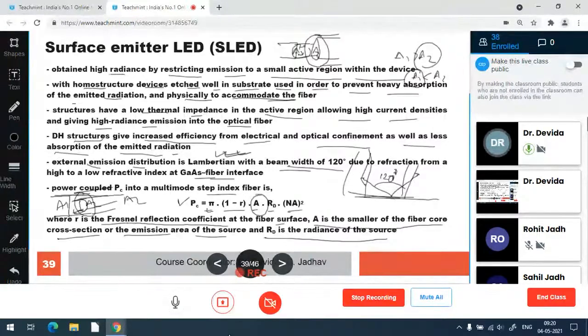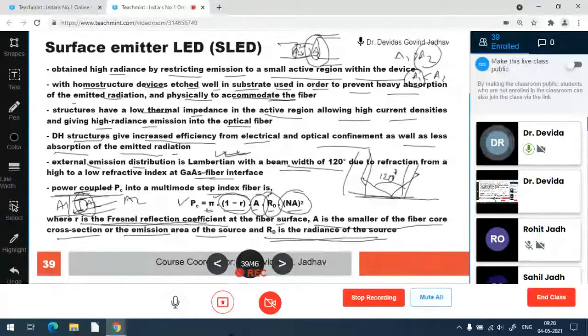So A is the area, whichever is smaller, of the fiber core cross section or the emission area of the source. Rd is the radiance of the source. Radiance means the amount of radiation. Na is the numerical aperture of the fiber. Pi we know. Now this 1 minus r, where r is the Fresnel reflection coefficient. What is the Fresnel reflection coefficient? That we will see in the junctions, these joints also.